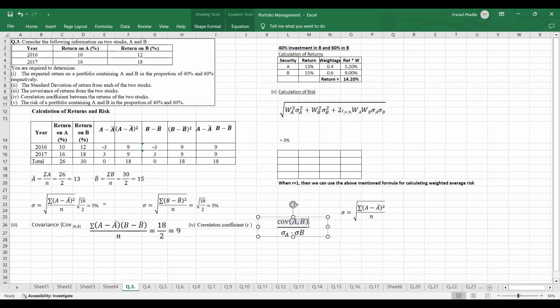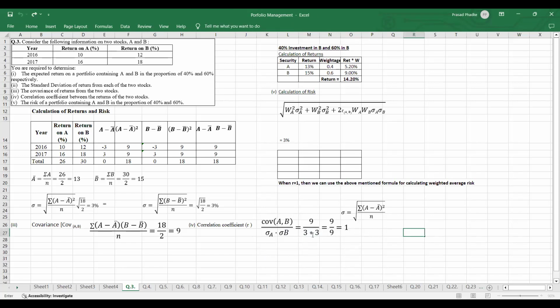Once you get covariance as 9, the next step is either you can directly use the covariance formula and you will get the answer, or if you don't want to memorize two formulas, then you know the correlation coefficient. Correlation coefficient is covariance upon both standard deviations. We got covariance as 9 and standard deviation for both the stocks is 3. So 3 into 3, it will be 9 upon 9. So correlation coefficient R will be 1 here.